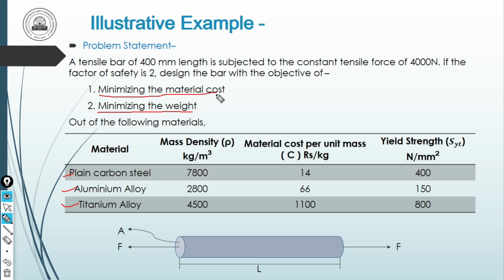Now for the first objective, minimizing the material cost. Here the cost of the material per unit mass for carbon steel is given as 14 rupees per kg. For aluminum alloy it is 66, and for titanium alloy it is 11,000. But we cannot say that since the material cost for carbon steel is 14 rupees, the lowest amount per kg, plain carbon steel is the option just by looking at it.